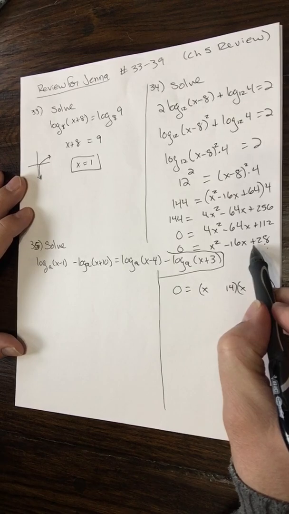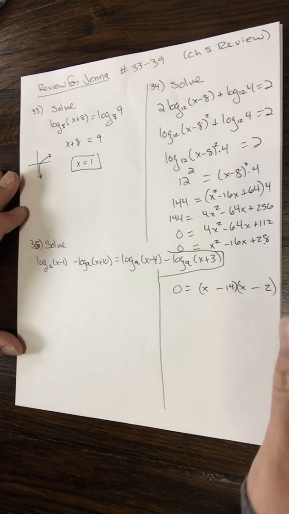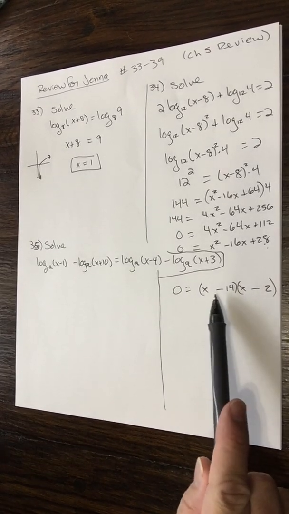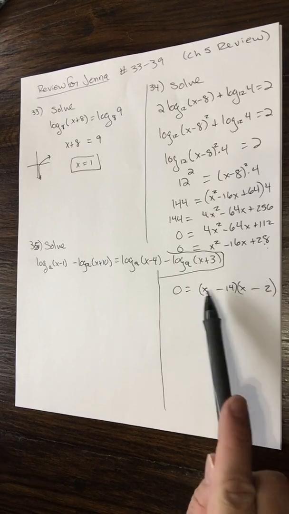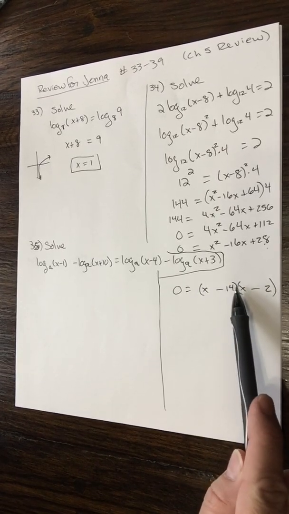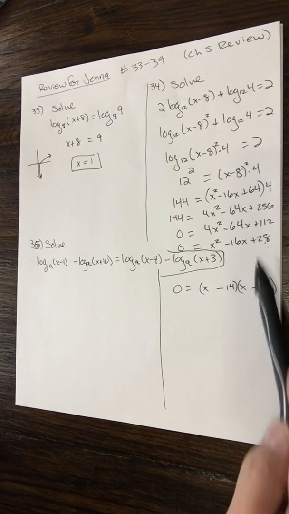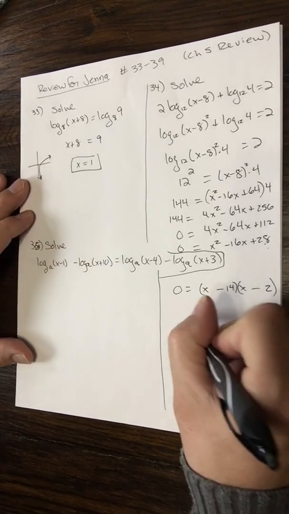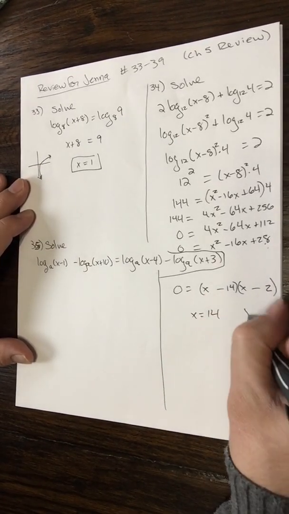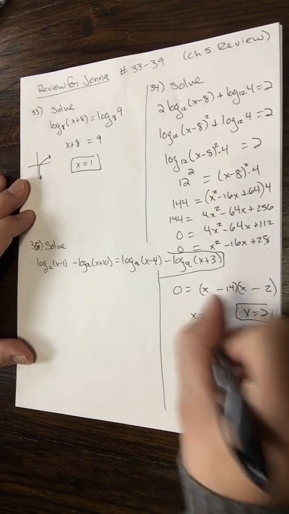They have to be the same sign, and I want it to end up negative. So I'm going to get x minus 14 and x minus 2. That would be x squared minus 2x minus 14x is minus 16, and then that would be plus 28. So I get x equals 14, and I get x equals 2 as my two answers.